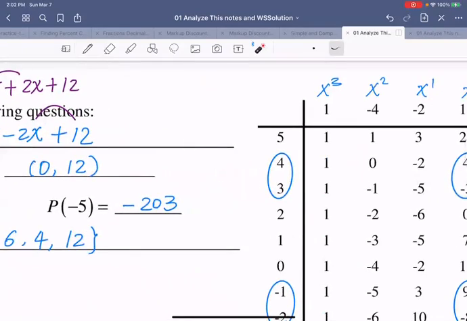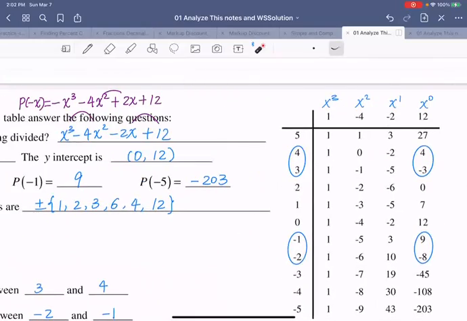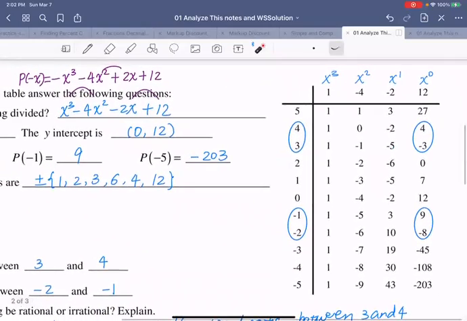Next, they ask you, where are your roots? When they ask you the roots, you look at your synthetic table to see where it gives you a 0. All right, so 2 is your root.